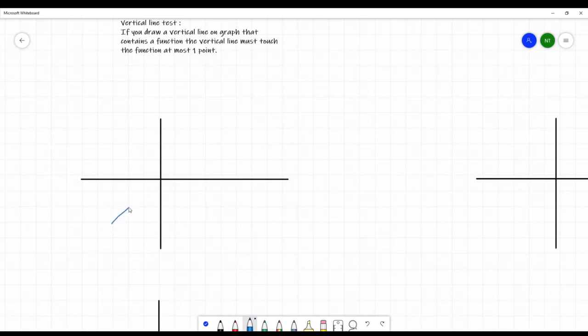Let's look at this line. This line is y is equal to x. That's the function, y is equal to x. Is this a function? Let's check. Let's do our vertical line test.